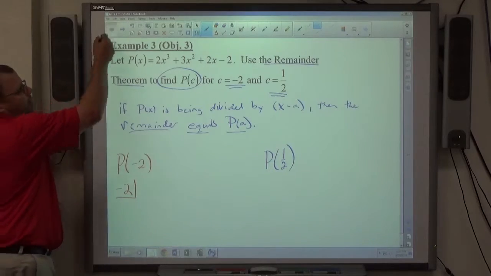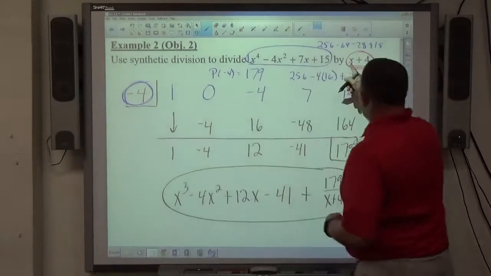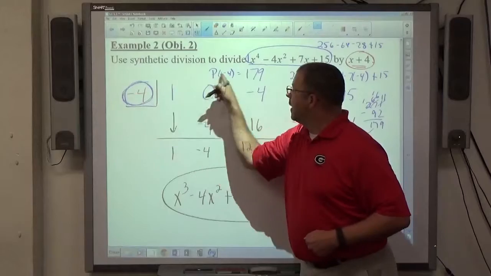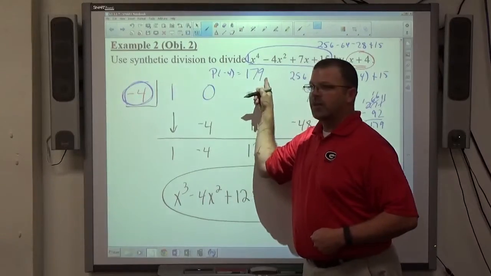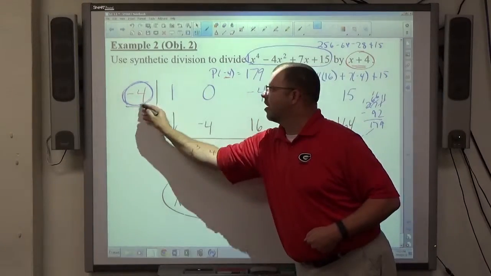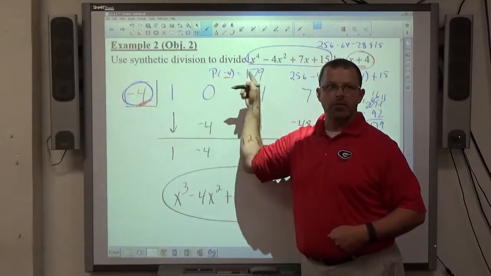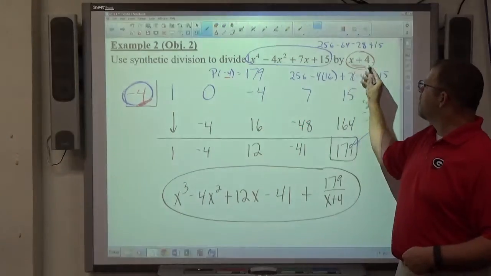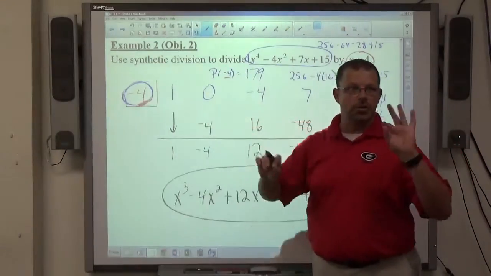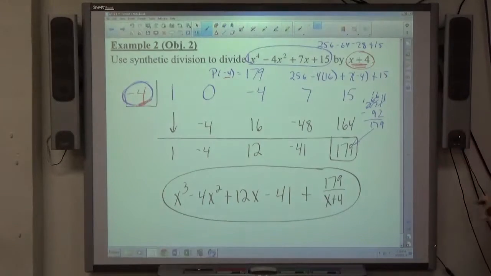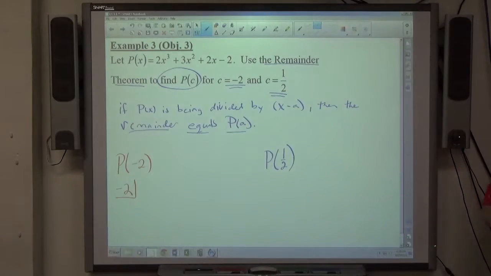Look at this last problem. X plus 4, we put negative 4. P of negative 4 is equal to 179. So this number matches this number if we're trying to find a function value. If we're dividing by a binomial, we're changing the sign. So make sure you make a distinction between the two tasks that we're using synthetic division to do for us.